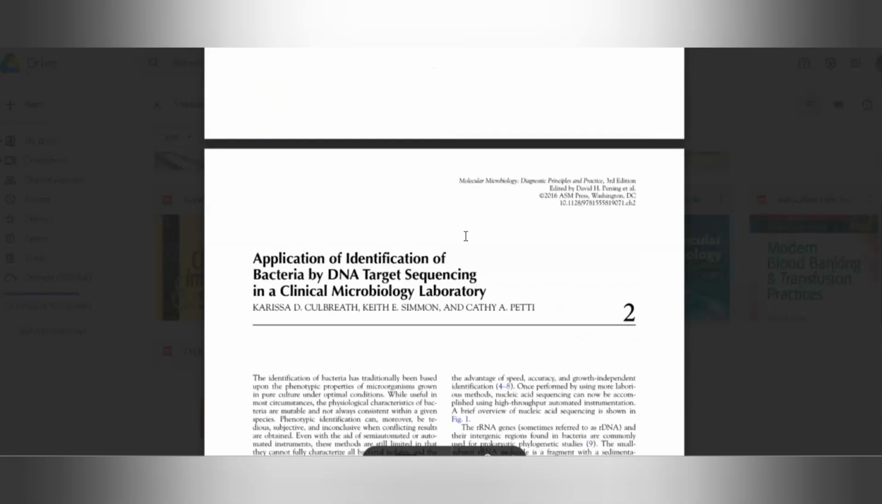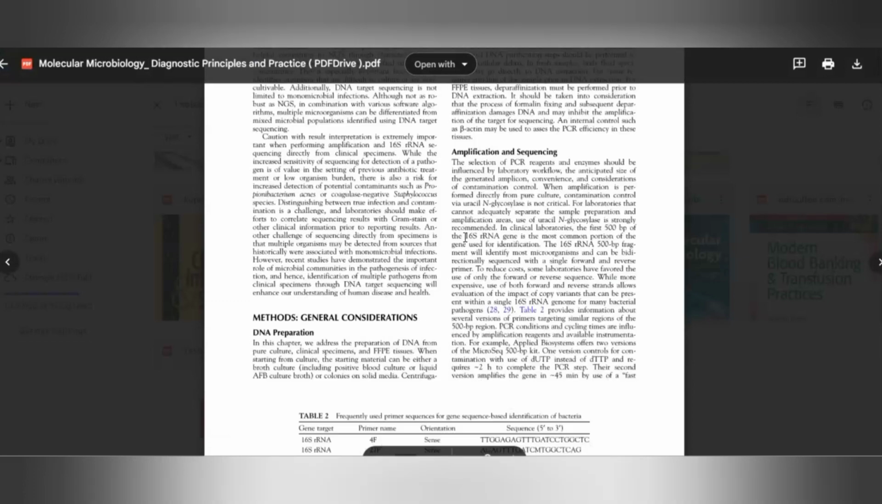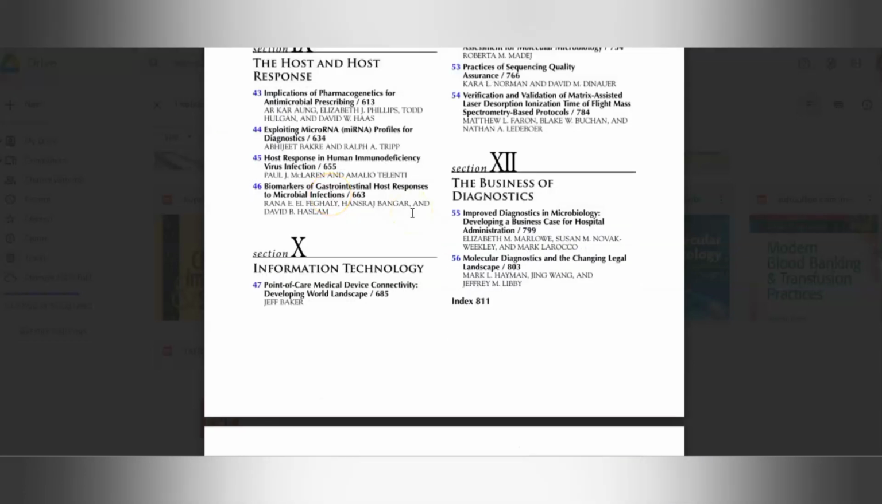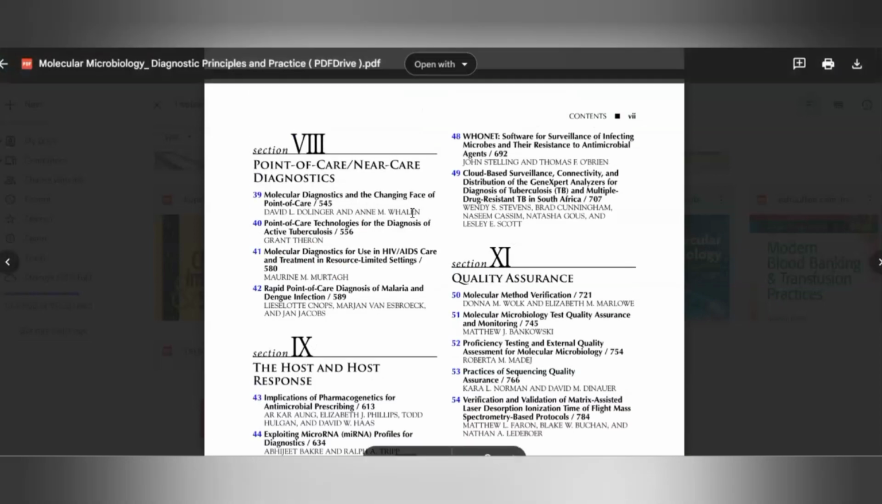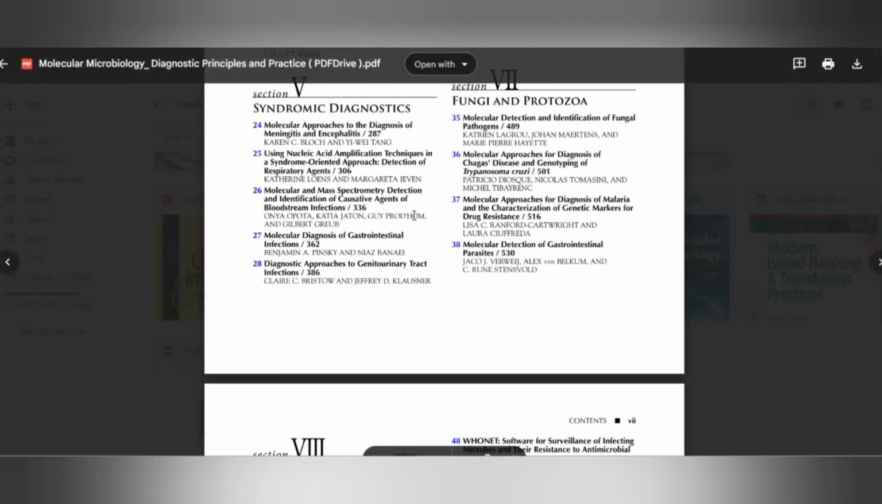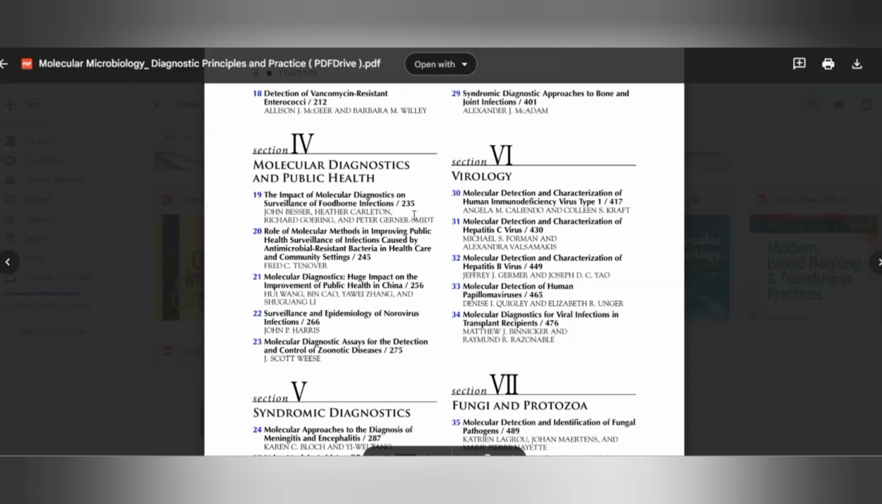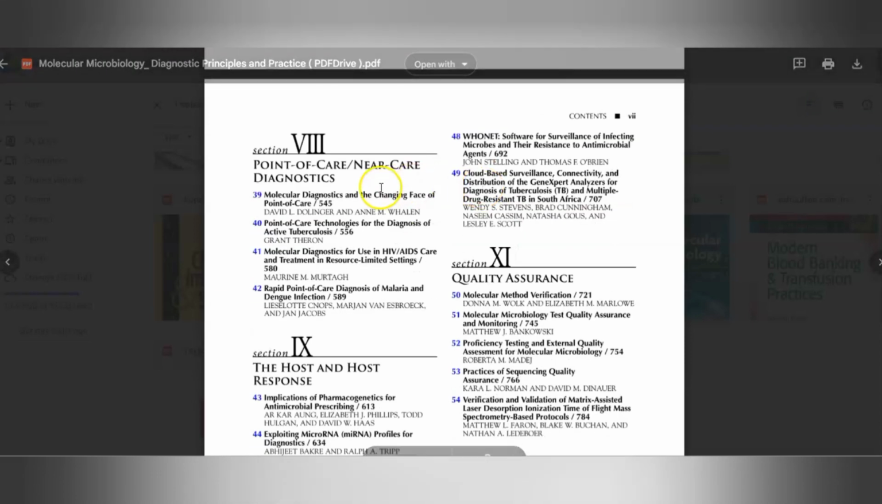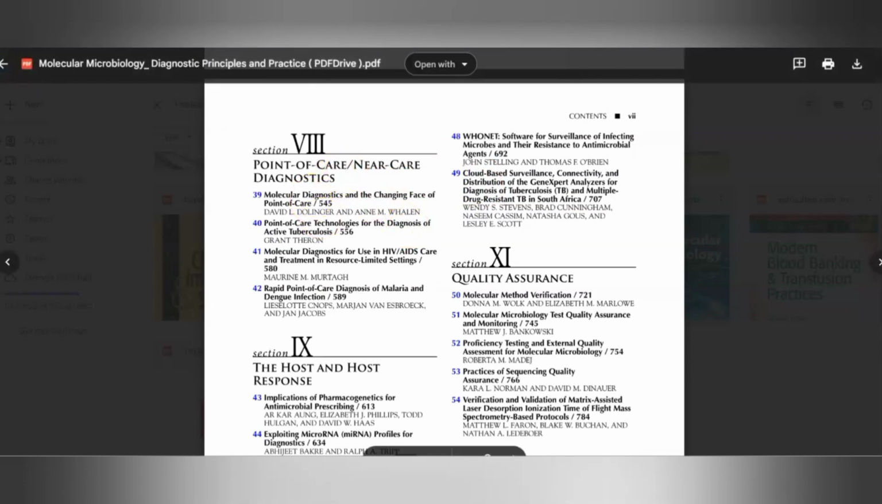Yes, because it has a lot. The disadvantage of this book is that it doesn't have questions after every topic. But it's a very good book. When you want to refer to something, kindly go to this book. It has everything. It has virology also, it has fungi and protozoa, and it explains very well.